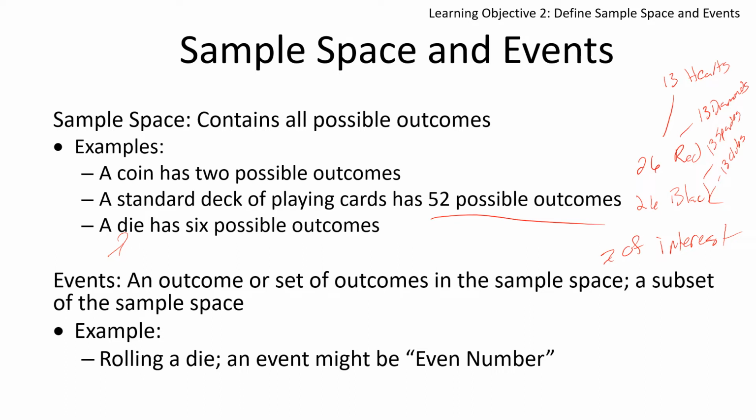But I could even do it as a set of outcomes. So I could say an even number. So in that case, a 2, a 4, or a 6 would be my events, even though the sample space would be 1, 2, 3, 4, 5, and 6. So the sample space is all possible outcomes. The event is the outcome of interest. So in this case, if the outcome of interest is an even number, 2, 4, and 6 are the even numbers that would be the events.